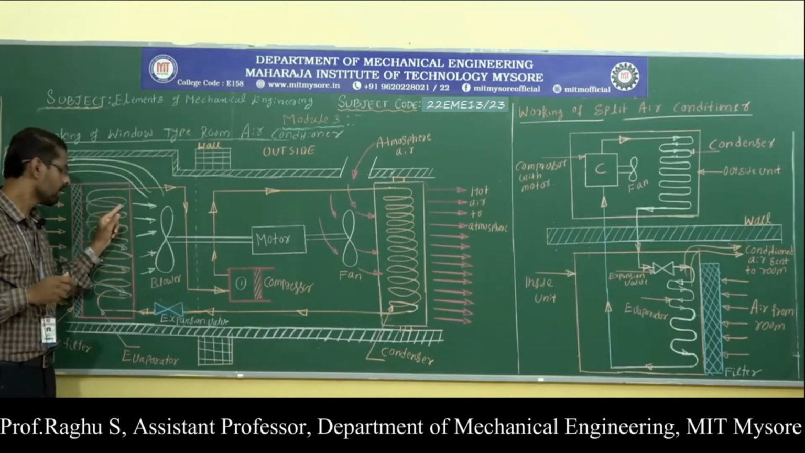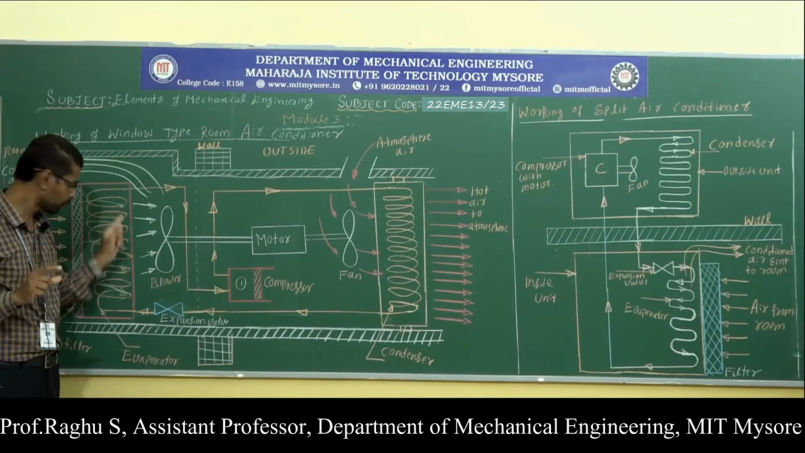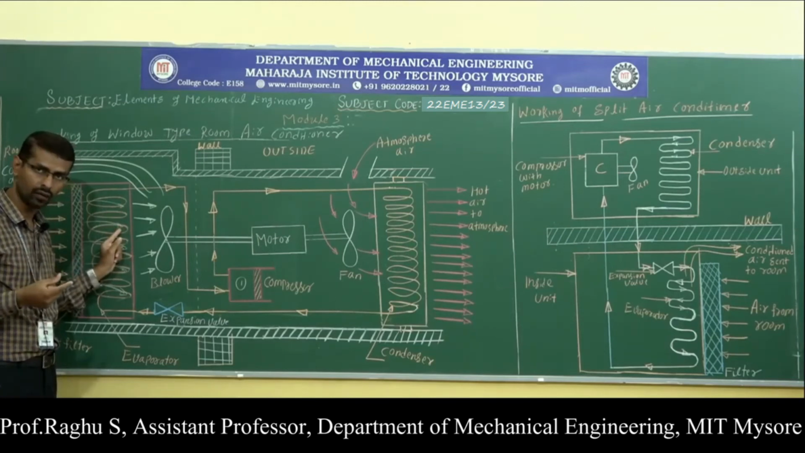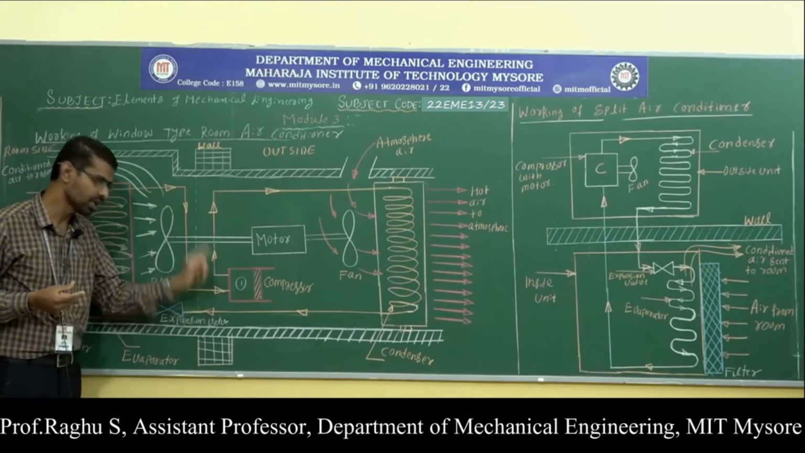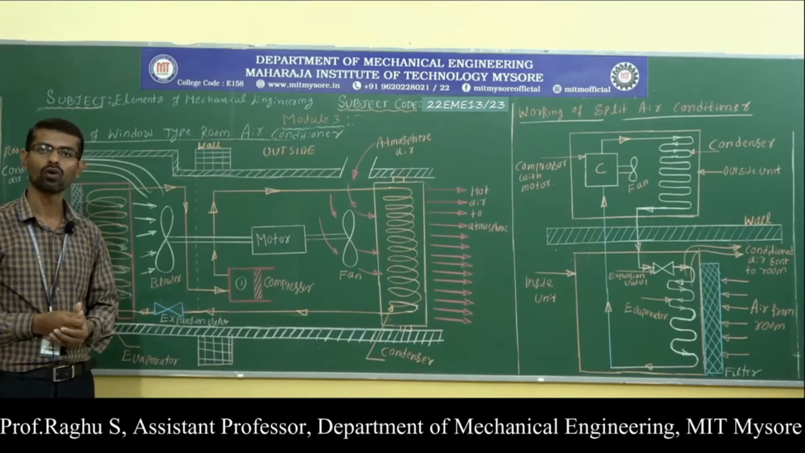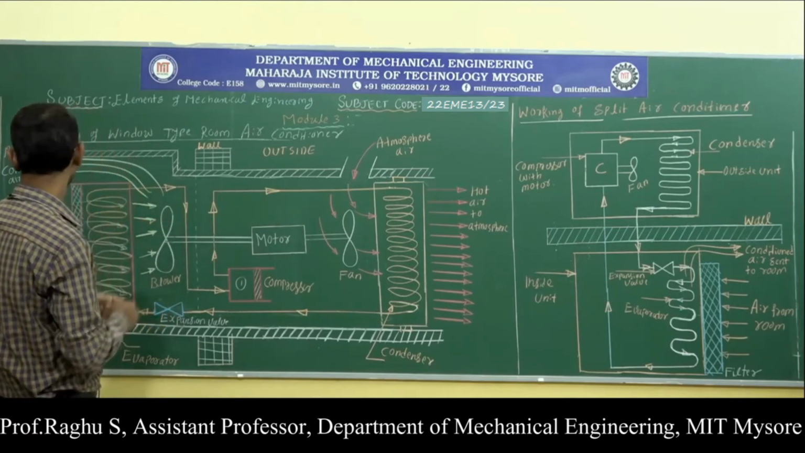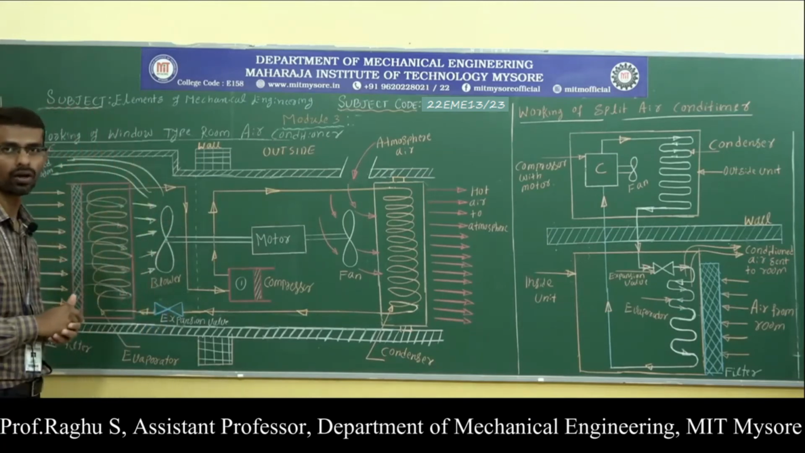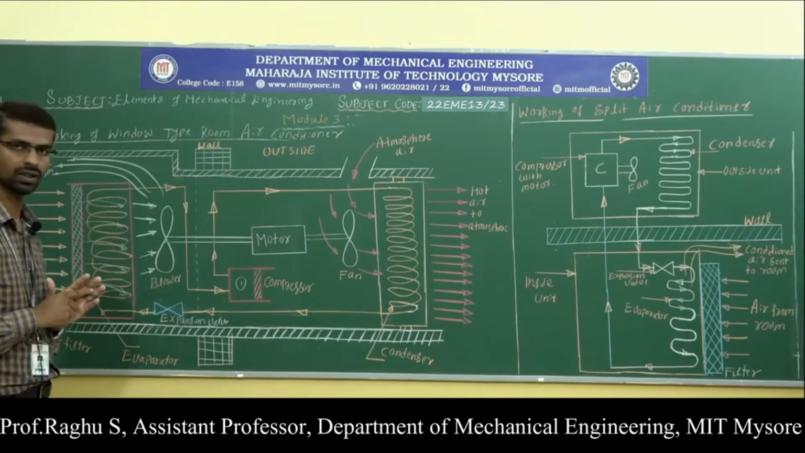Next, in the evaporator, we have vapor refrigerant. Because of heat absorption, the liquid refrigerant gets converted into vapor refrigerant. Again, the vapor refrigerant enters into the compressor and the cycle repeats. This is the working of the window type room air conditioner. In order to install this window type room air conditioner, we require a square slot or rectangle slot. Once again, I will explain the working principle.